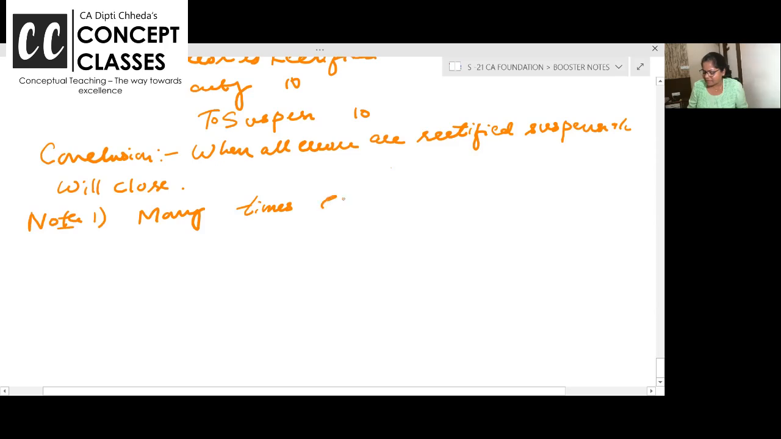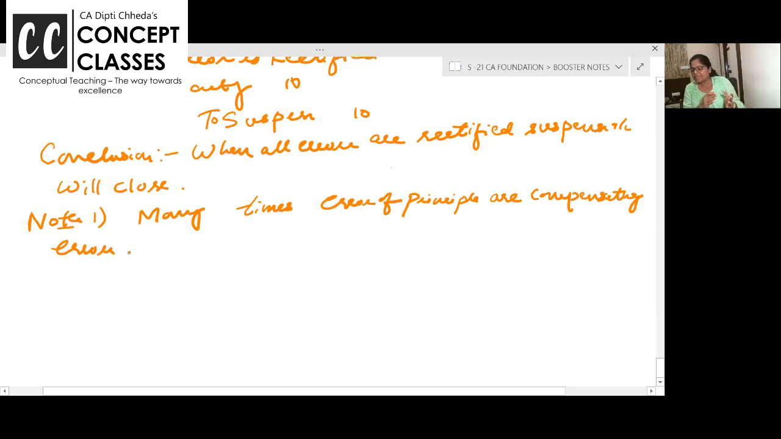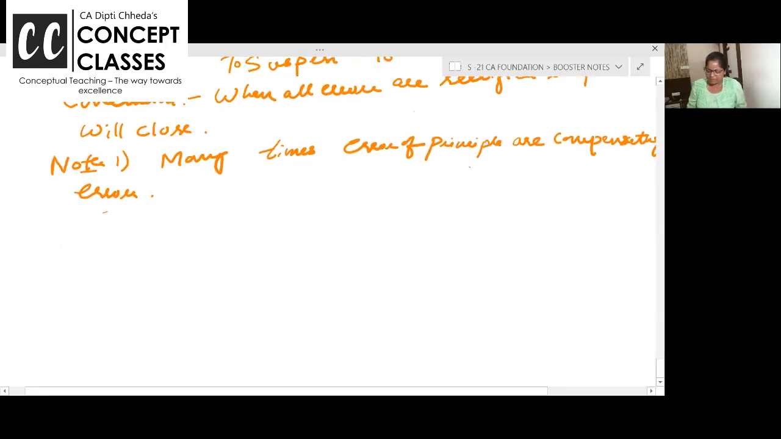Many times errors of principle are compensating errors also. Say, what is an error of principle? Instead of furniture, wages is debited, but somewhere it was debited and somewhere it was credited. That is also called a compensating error.